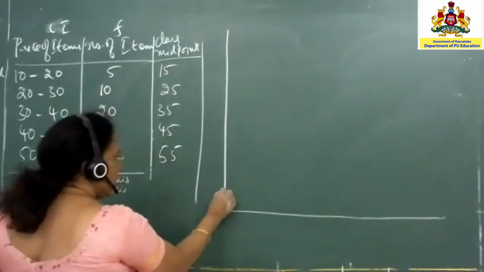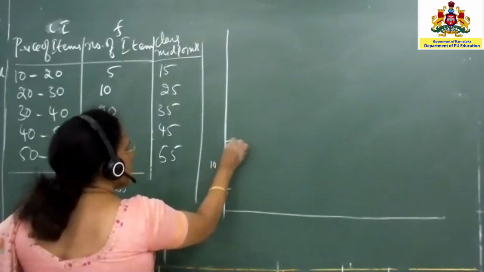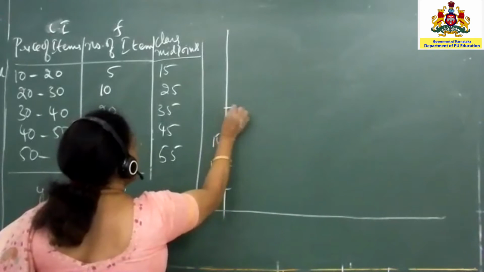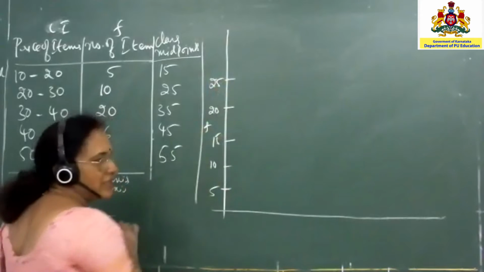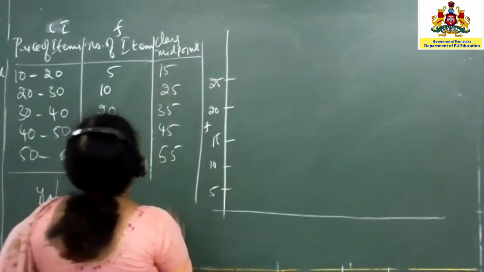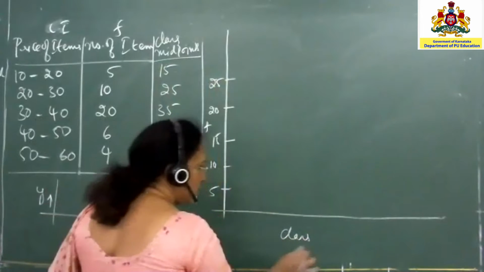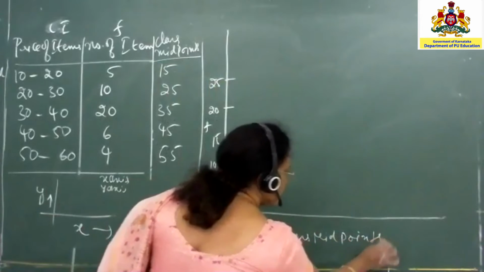Now here, what was that I had written? This is 5, same units you can write 10, 15, 20, now this is 25. This is actually the frequency, or what you say, number of items. Now here, instead of the price or class interval, you will be marking the class midpoints.